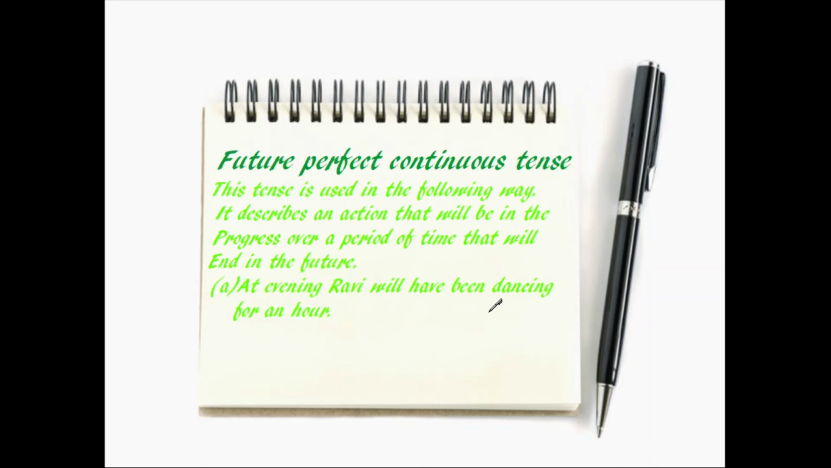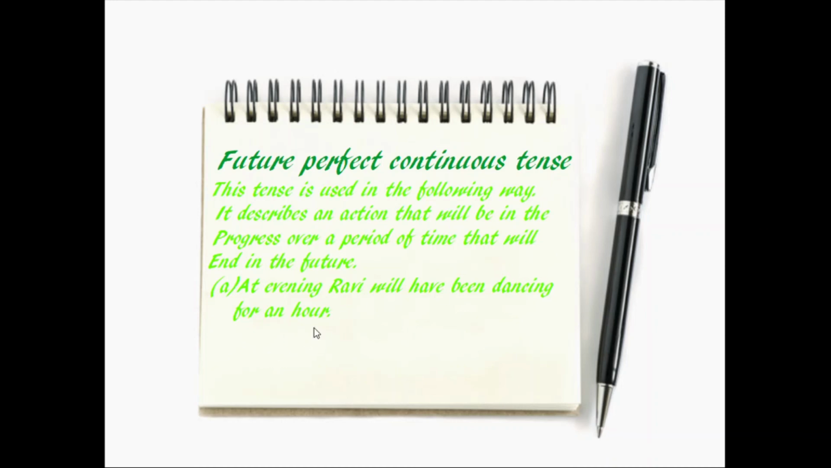Now here comes our last type of future tense. So this is future perfect continuous tense, and this tense is used to describe an action that will be in progress over a period of time that will end in the future also. Okay, I'll explain it with an example. For example, at evening, Ravi will have been dancing for an hour, or Ravi will have been singing anything.